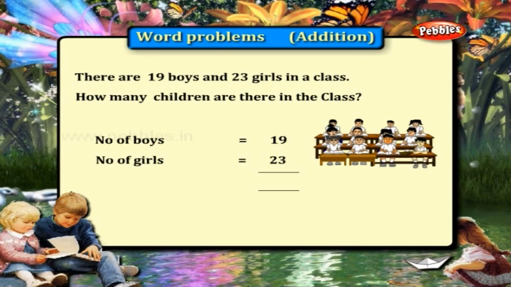Adding the ones column, we get 9 plus 3 is equal to 12. Change 12 to 1 tens and 2 ones. Write 2 in the ones place and carry 1 to the tens place. Now add the tens place. 1 plus 1 plus 2 is equal to 4. So total number of children in the class is equal to 42.